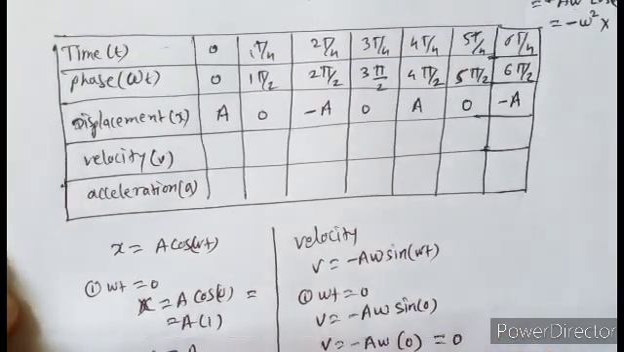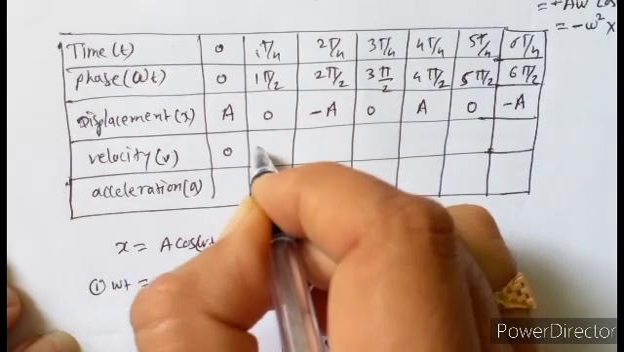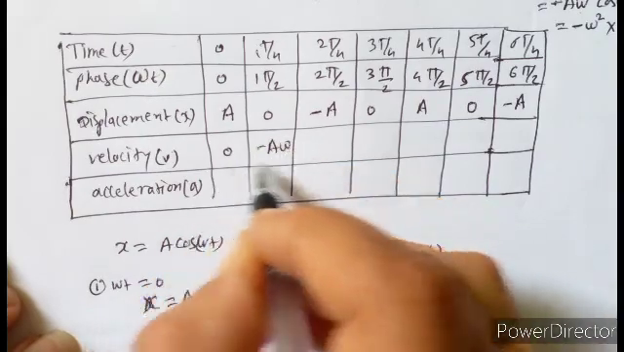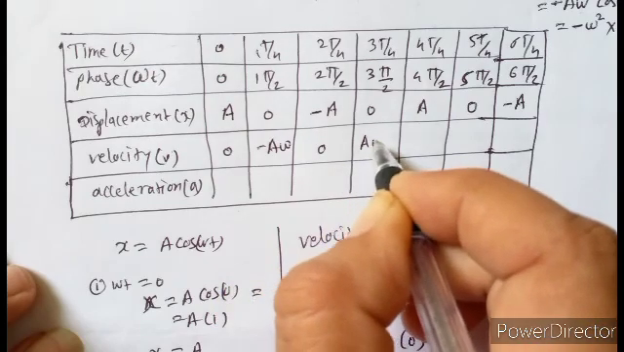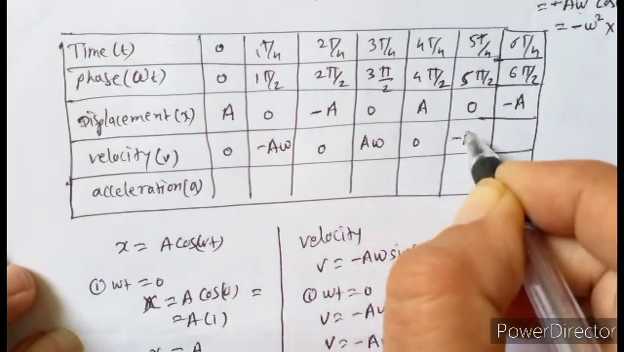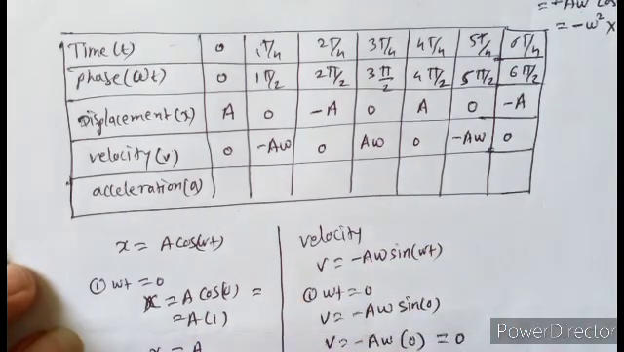Substitute that value again in the table. First is 0, then minus a omega. Once you get the two values, you write the other values directly: 0, a omega, 0, minus a omega, 0.